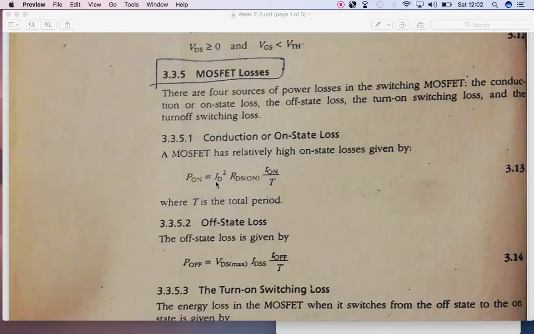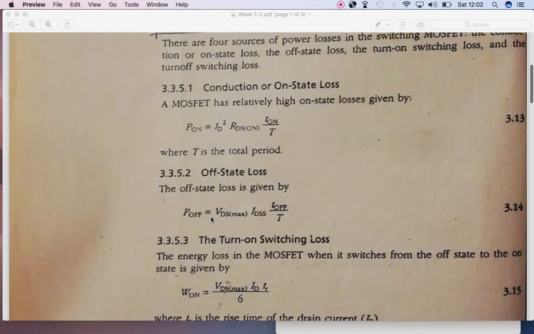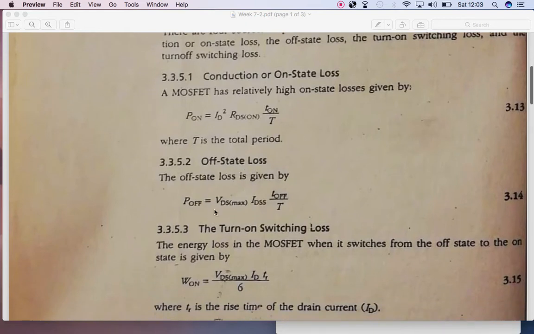and it involves the output current, which is the drain current squared, multiplied by the resistance from the drain to source terminal, and then the duty cycle, which is the turn on time divided by the total time period of operation of the device. And then we have the off state power loss, which involves the output voltage, VDS, the drain to source voltage, and the leakage current from drain to source, multiplied by T off, the turn off time, divided by the total time period of the device.